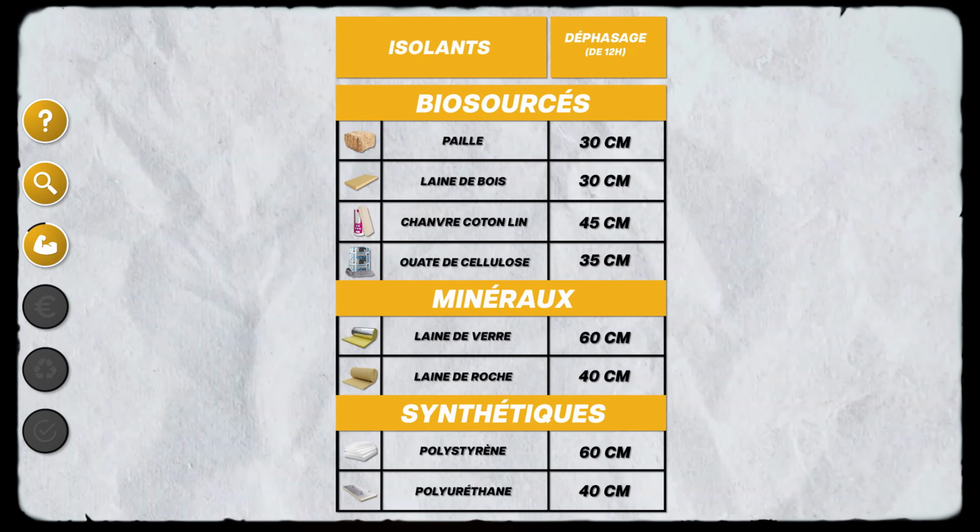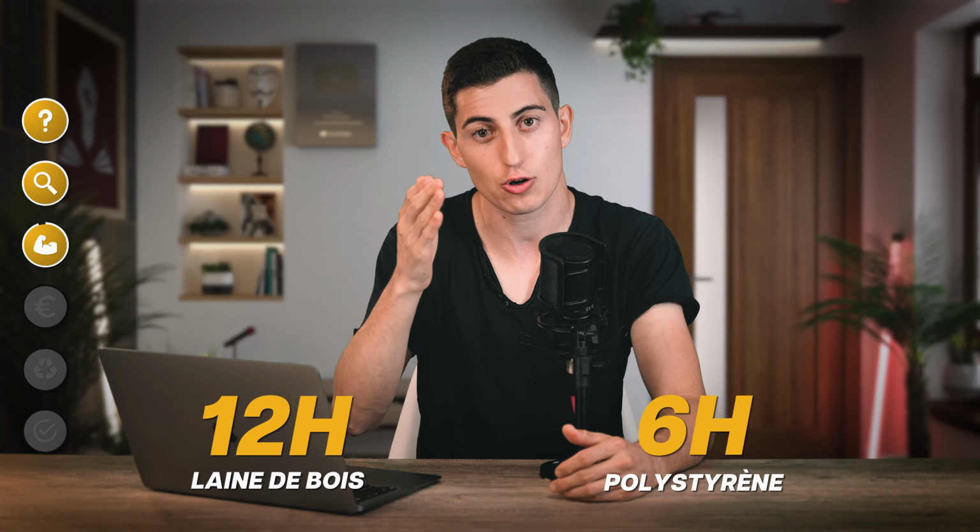Let's sum it all up with a little example. If we have insulation made of polystyrene with an R value of 5 and wood fiber insulation also with an R value of 5, both types of insulation protect us from the same amount of energy because they have the same thermal resistance. But the amount of energy that manages to pass through the insulation will take 12 hours to get through the wood fiber insulation, while it will only take 6 hours to get through the polystyrene.